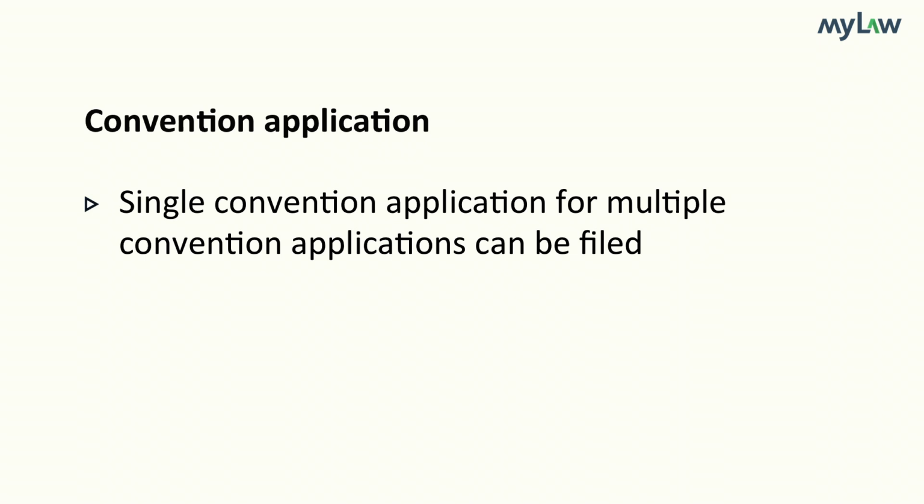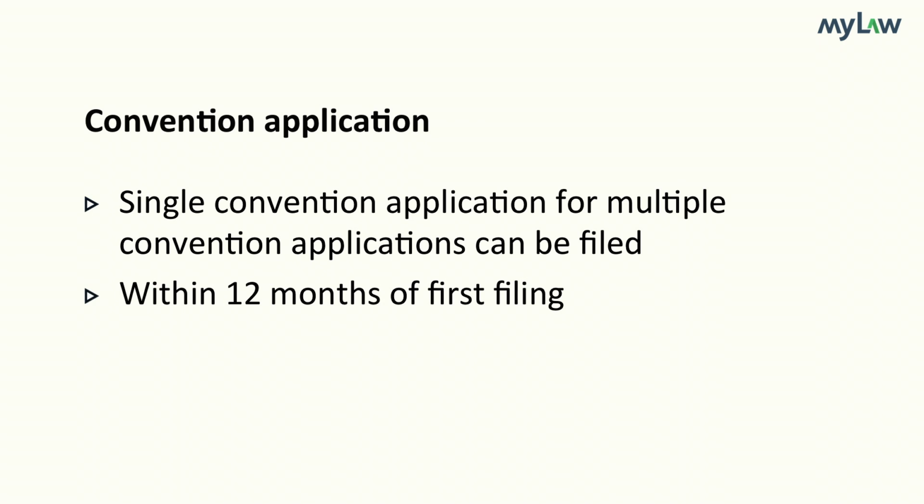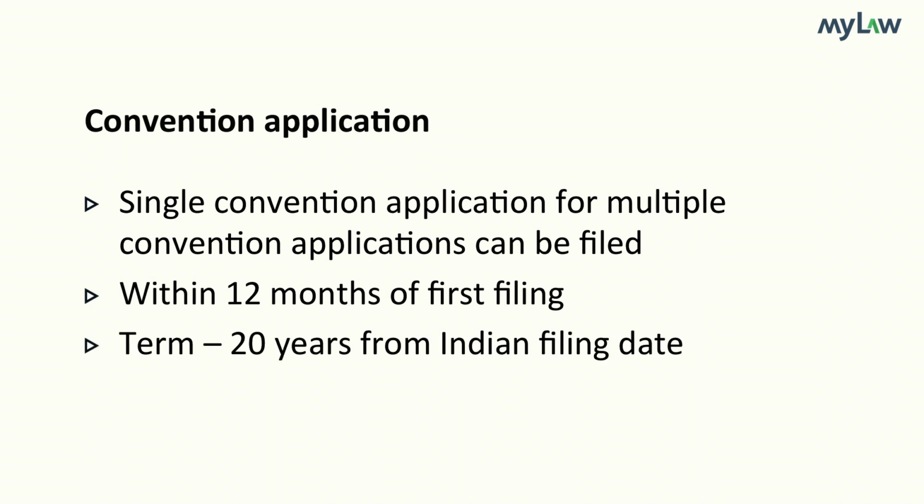In case one or more convention applications are filed for two or more inventions in convention countries which are cognate or of which one is a modification of the other, in such case a single convention application may be filed at any time within 12 months from the earliest priority date. In this case too, the priority date of the subject matter would correspond to the respective priority date of earlier filings. Please note that the term of the application will be 20 years from the date of application in India and not from the earliest priority date.